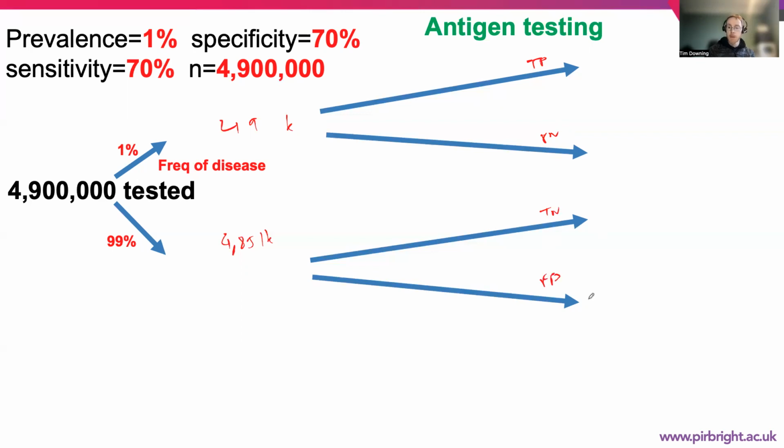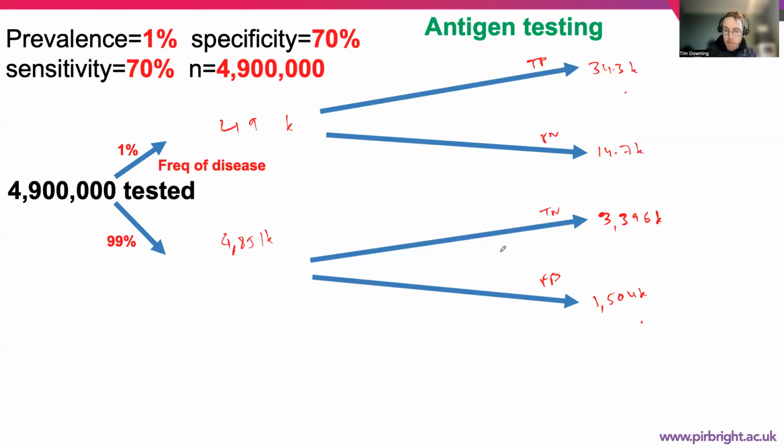Our fraction of false positives is going to be higher here because we've got 70%. So here we're going to get approximately 1,504,000. This one is going to be approximately 3,396. Our false negatives are going to be about 14.7K. And then up here, our true positives are going to be 34.3K. So now we can see that we have something that is simply not useful.